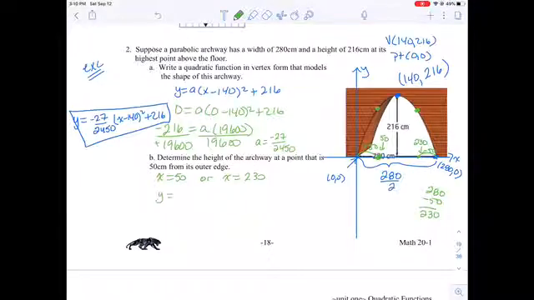And if we plug that into our equation, 50 minus 140 all squared plus 216, I believe it's approximately 126.7 when I plug that into my calculator. Okay, so plug that in, go through, do the math, and of course you're subtracting, squaring, multiplying. If you plug it in that order with your graphing calculator, you should get 126.7 centimeters. Okay, so that's the height of this little archway.